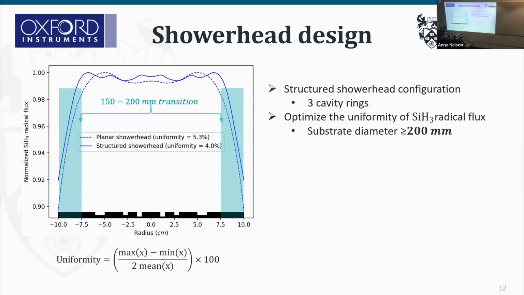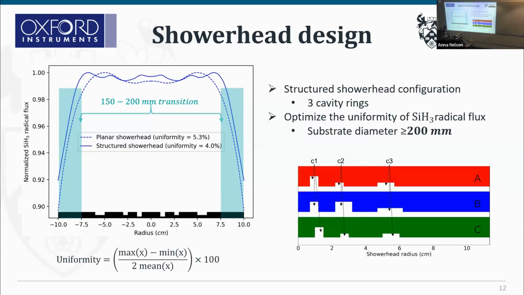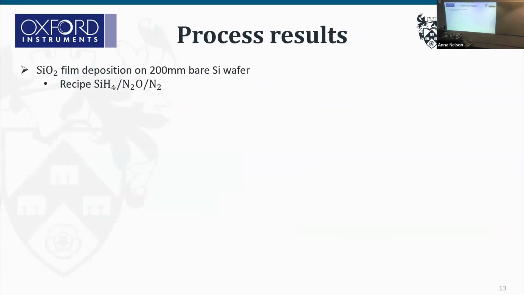So we performed several simulations, and we came up with three suitable cavity configuration shower heads, which theoretically, using simulations, provided a better value of uniformity as compared to the planar shower head. So as a next step, we tried to test this structured shower head along with the planar shower head for the actual process environment. And the process that we selected was the silicon oxide process.